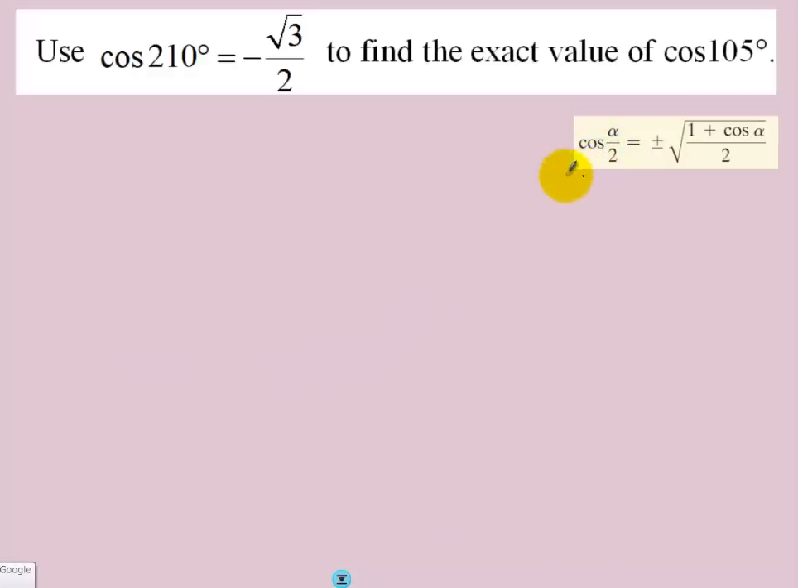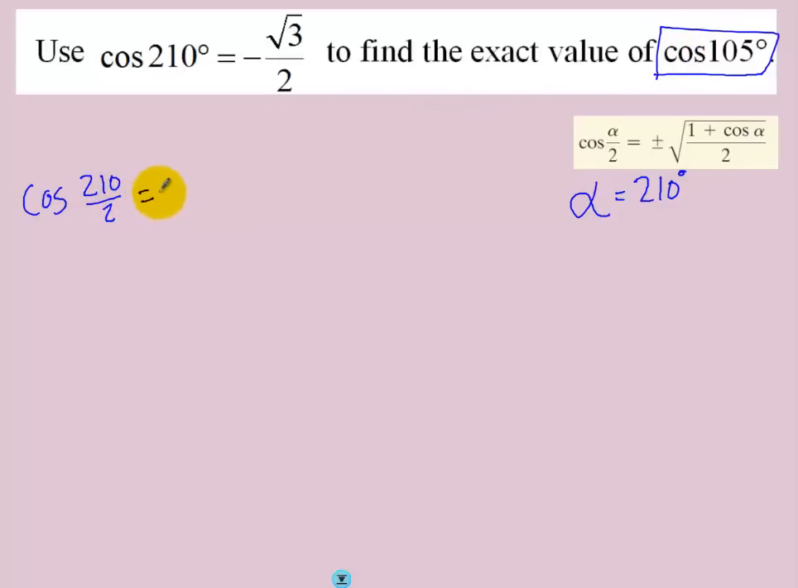So we're going to use the half angle theorems. Use cosine of 210 degrees equals negative square root of 3 over 2, which is from the unit circle. Find the exact value of cosine of 105 degrees. So use this half angle formula. Our alpha in this case is 210 degrees. So we can say the cosine of 210 over 2, which reduces to 105, equals plus or minus the square root of 1 plus cosine of 210 degrees, so negative radical 3 over 2, divided by 2.